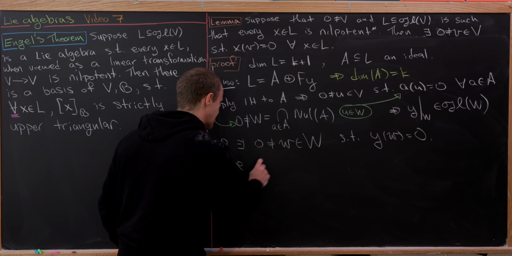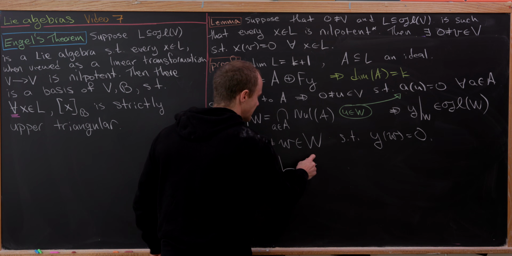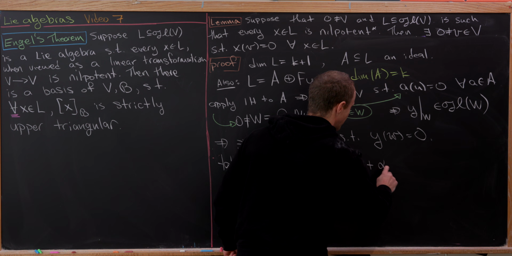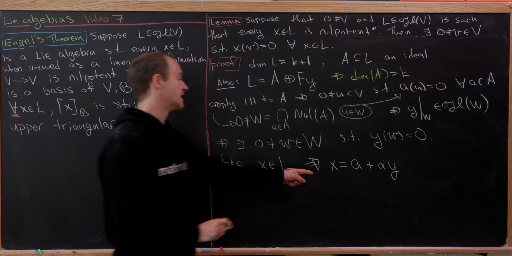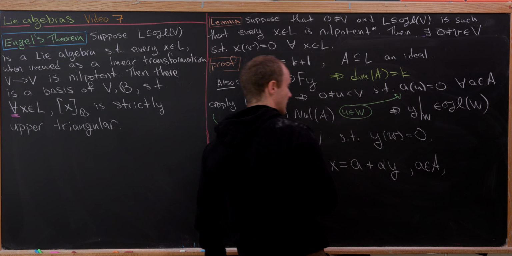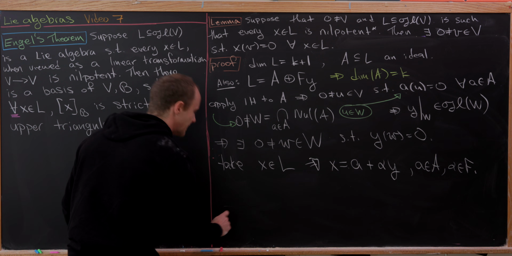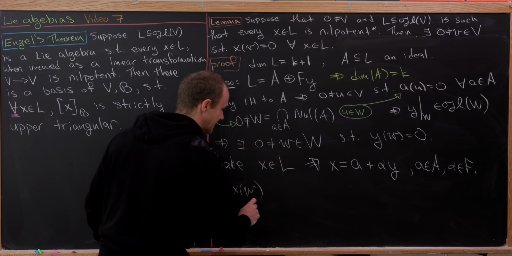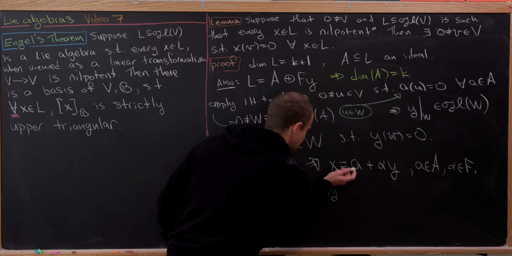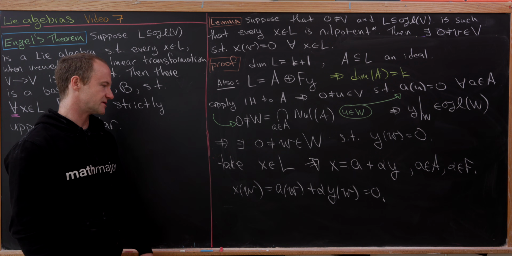So let's take an arbitrary X inside of L. So this is completely arbitrary. But notice that we can write X as something inside of A plus alpha times Y, given this decomposition right here. And let's just point out that A comes from the subalgebra capital A and alpha comes from the ground field F. But now let's observe, if we take X evaluated at w, we get A evaluated at w plus alpha times Y evaluated at w, but all of that just cancels all the way down to 0 for a variety of reasons.